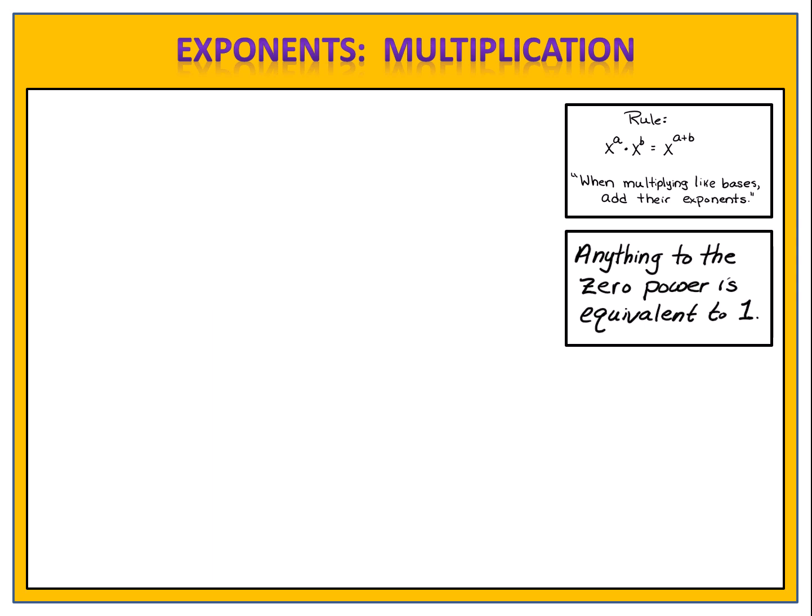In our final problems today, we're going to look at examples that have two variables. Here we have x to the 7th and y to the 10th times x to the 5th and y to the negative 3. We have two separate bases here.